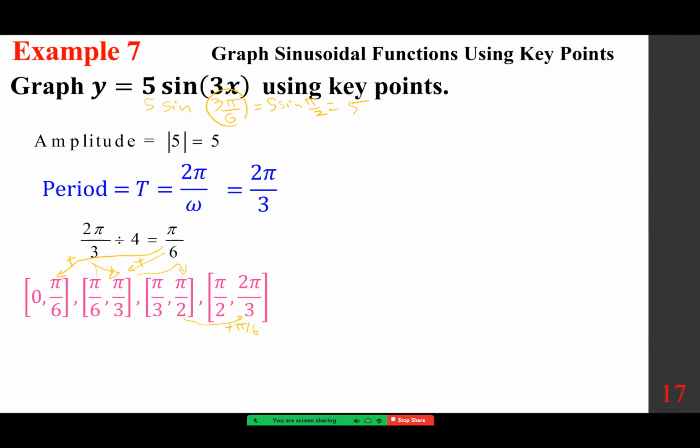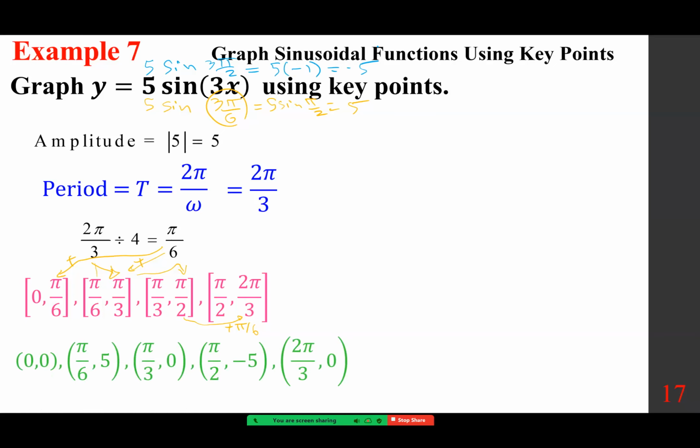If I do the next one, pi over 3, that's actually easy. I don't have to plug. If I put pi over 3 times 3 becomes pi. Sine of pi is 0, so it's 0. If I put pi over 2, then let me show you. If I put pi over 2, I get 5 sine of 3 times pi over 2. As you know, sine of 3 pi over 2 is negative. And so I get minus 5. And so we have those.